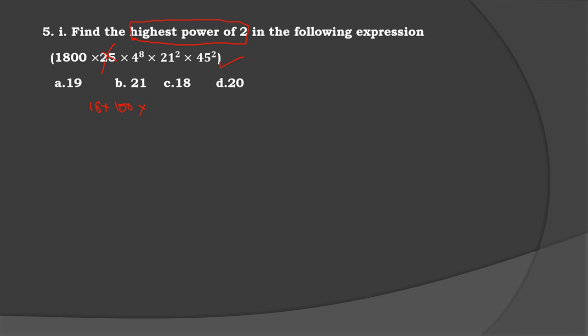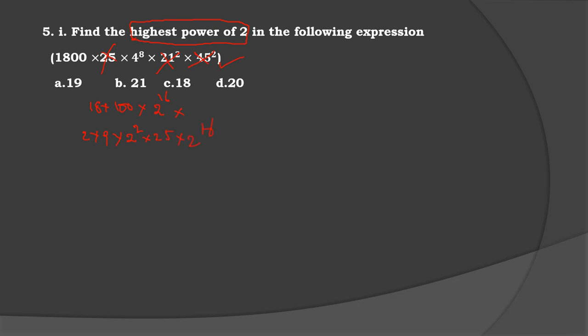So this 4 can be written as 2 square, 2 into 8, 2 power 2 into 8, 16. In 21 we don't have any 2's. In 45 we don't have any 2 multiples, then cancel it. Then 1800: 18 can be written as 2 into 9, and 100 can be written as 4 into 25. 4 can be written as 2 square into 25 into 2 power 16.